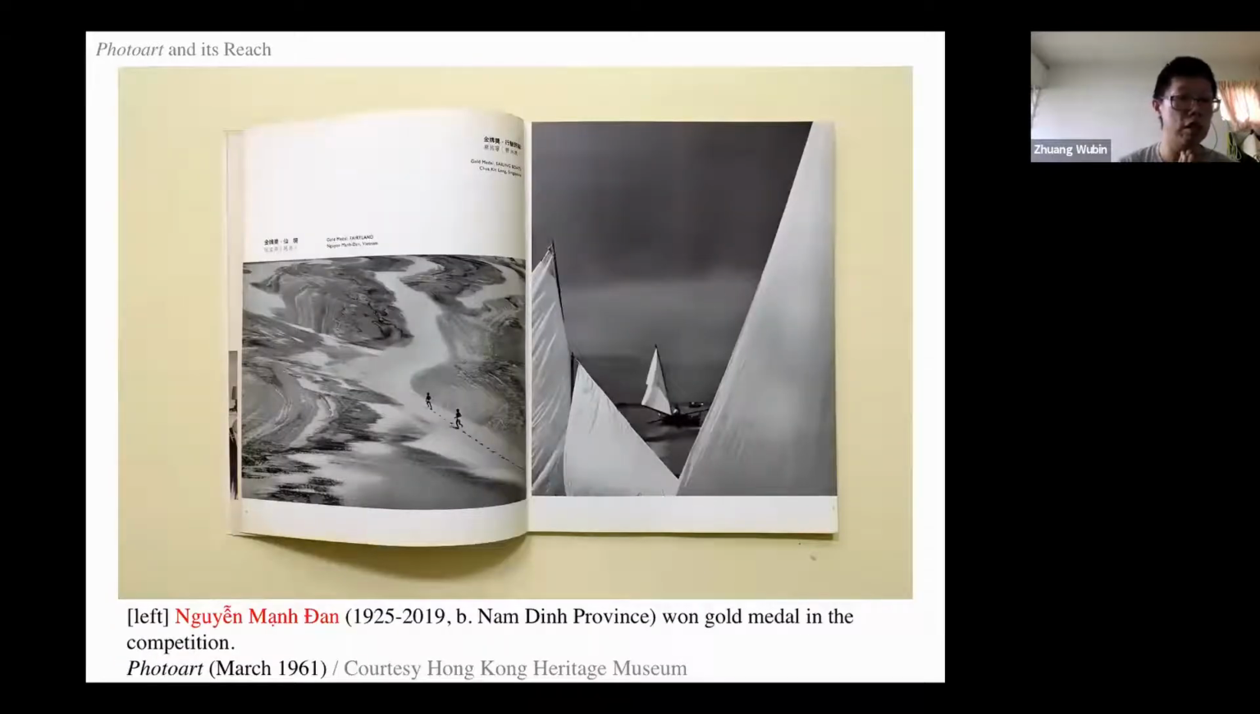Let's say Nguyen Dan from Republic of Vietnam, which is South Vietnam, won the gold medal in the competition. It's important to note that the Vietnam that they saw in Photo Art was actually from the south, not really the north. The photographers from the Democratic Republic of Vietnam would have had trouble submitting to a competition in Hong Kong.